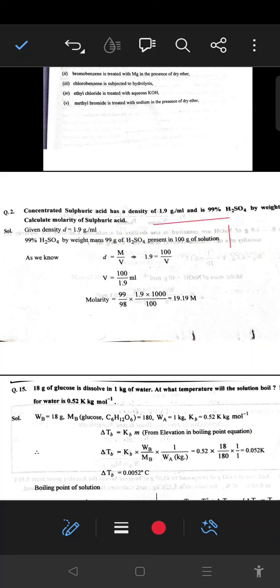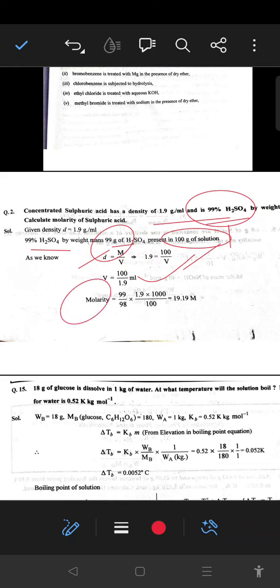The first question is a numerical: concentrated sulfuric acid has a density of 1.9 gram per ml and is a 99% solution. So 99% means 99 gram of sulfuric acid, that is the solute, in a total of 100 gram solution. So from here we will calculate density, mass per unit volume can be calculated.